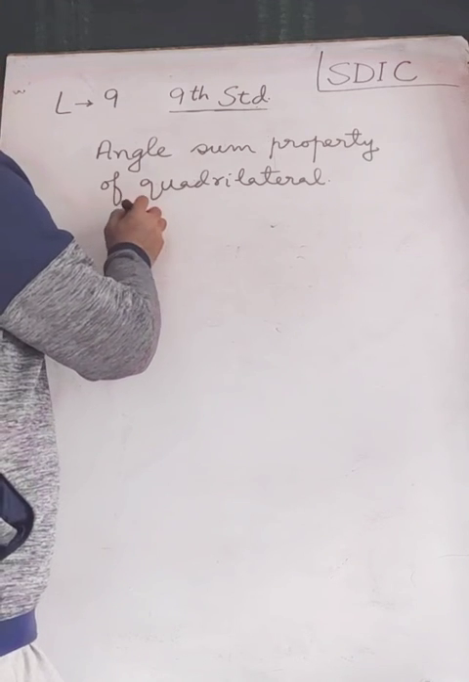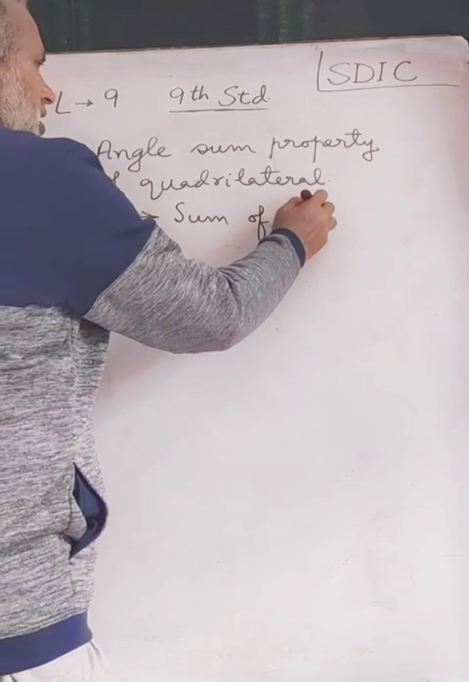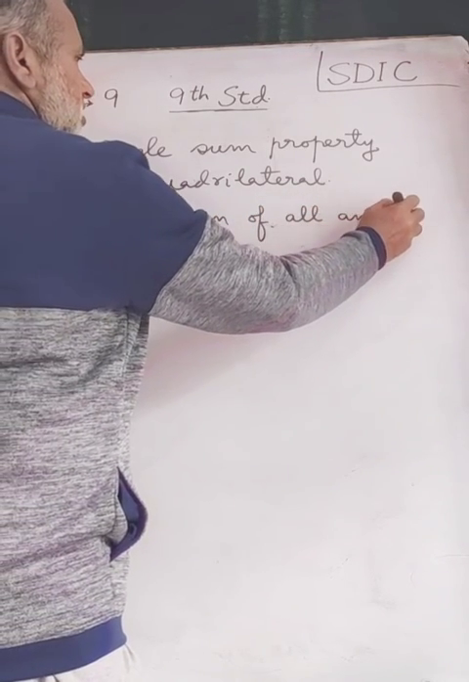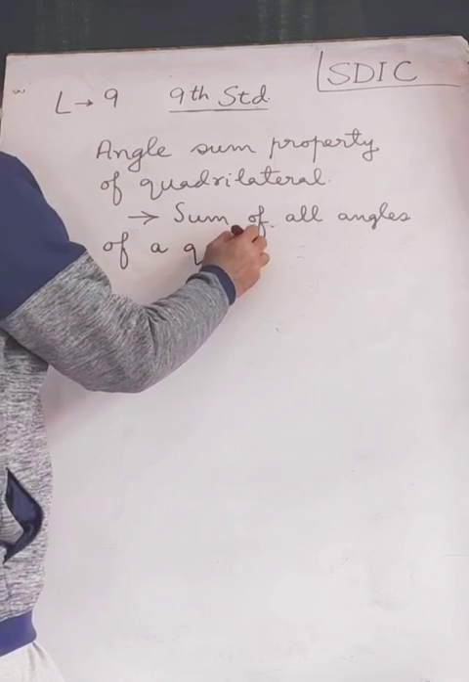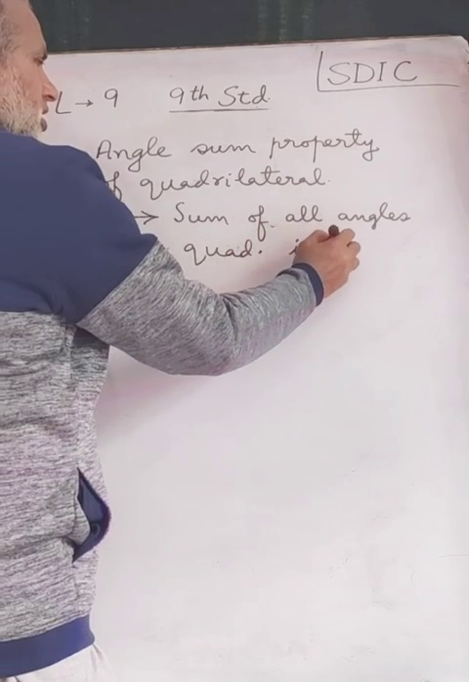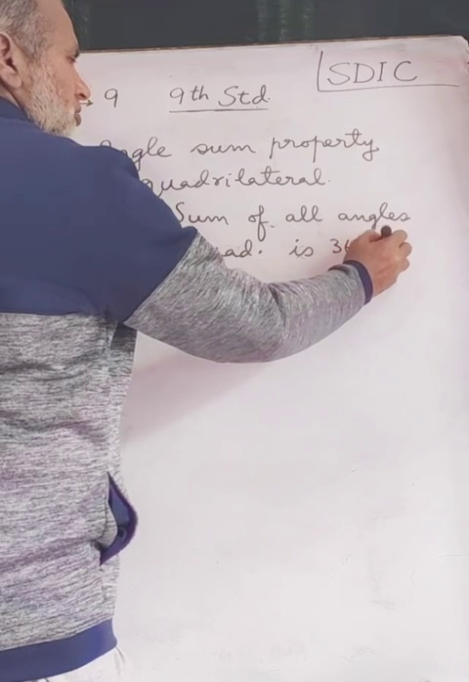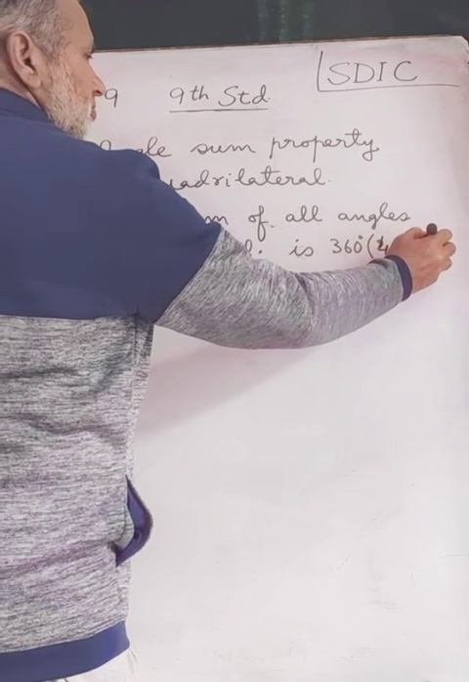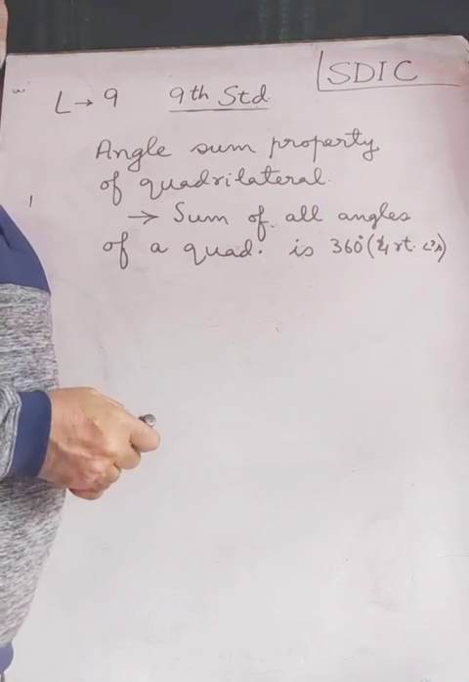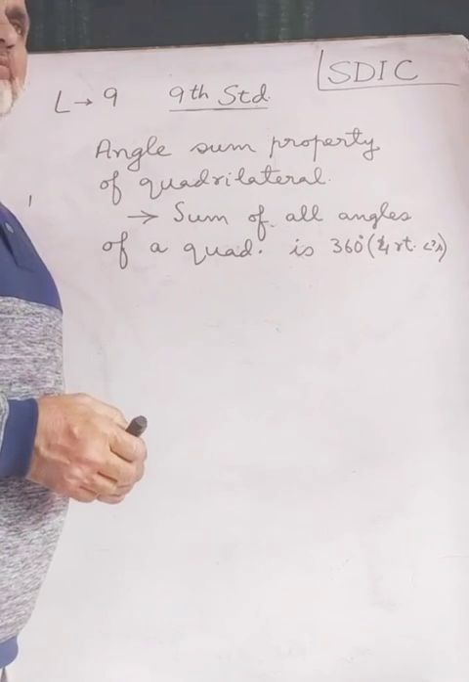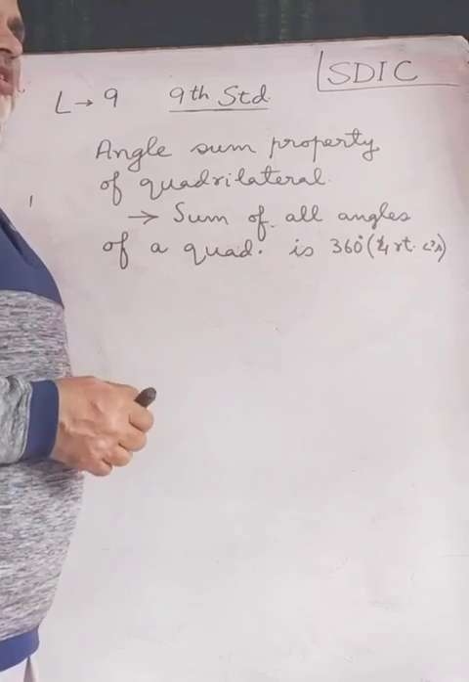The statement is sum of all angles of a quadrilateral is 360 degrees. By 360 degrees, we mean 4 right angles. One right angle is 90 degrees, 4 right angles becomes 360. The sum of all angles of a quadrilateral is 360 degrees. This is angle sum property of a quadrilateral.